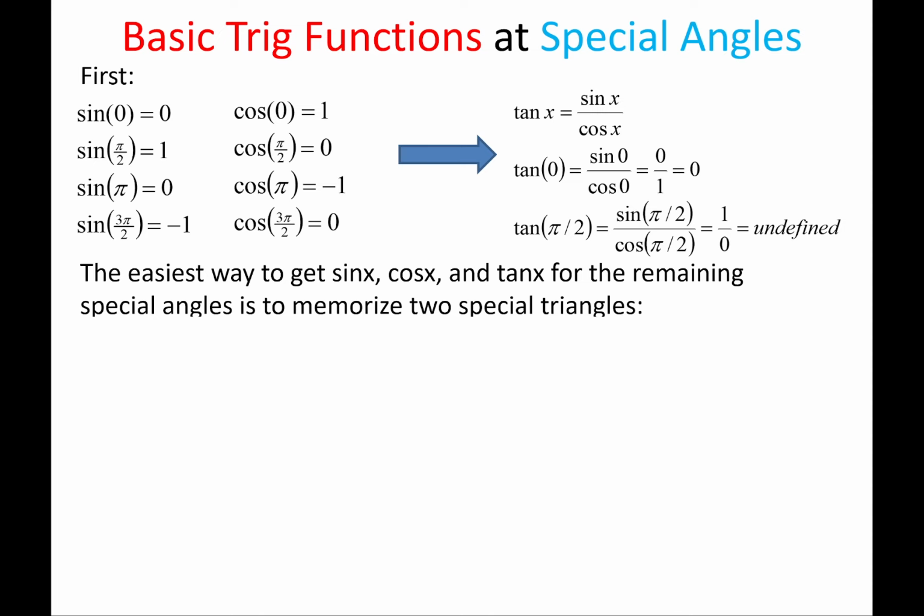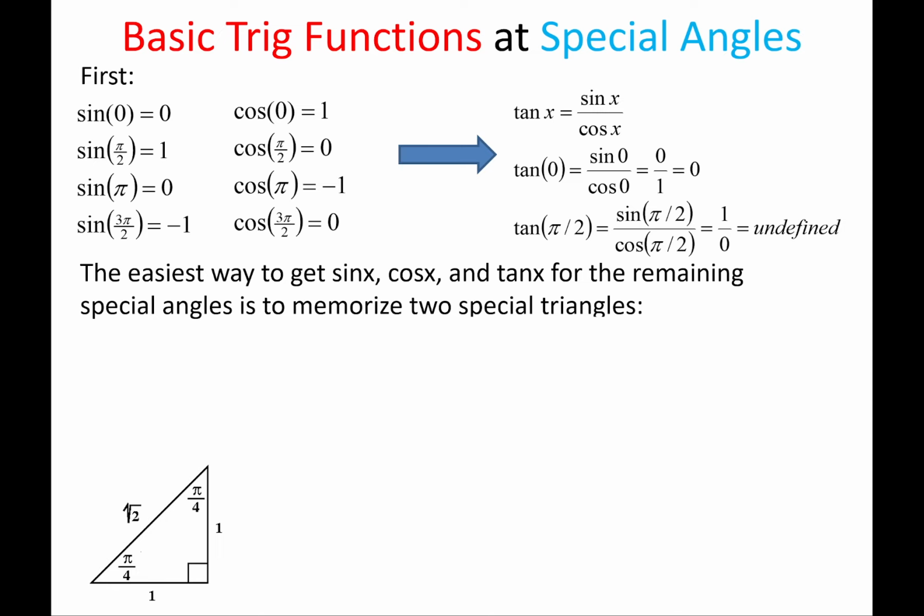What about those other special angles? So far, this is just 0, pi over 2, pi, and 3 pi over 2. What about pi over 6? What about pi over 3? What about pi over 4? The best way to construct those is by using two special triangles.